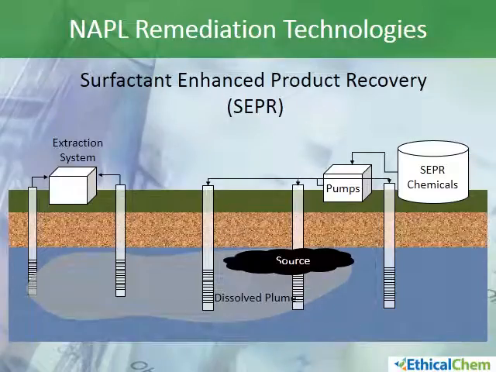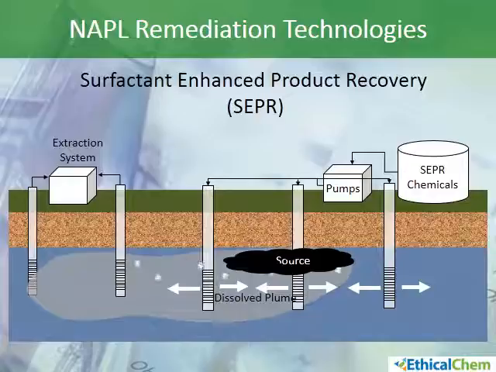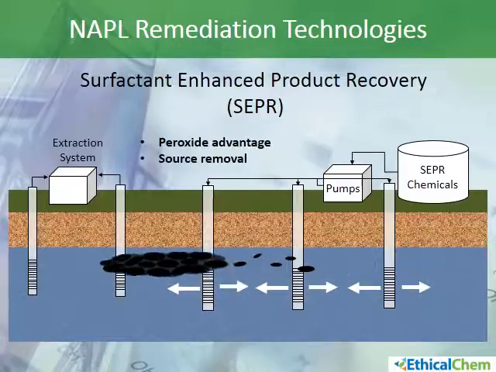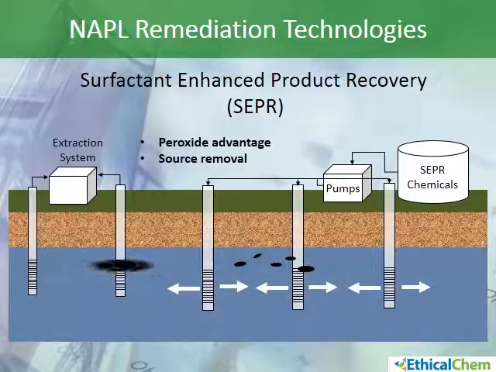A demonstration on how SEPR works. We have here set up an extraction system on the left and the SEPR chemicals and injection system on the right. There's a NAPL plume in the subsurface along with the dissolved phase contaminants. So SEPR chemicals are injected. The peroxide decomposes and generates gas bubbles which help facilitate movement of the NAPL, and it travels to the recovery wells where it's extracted.